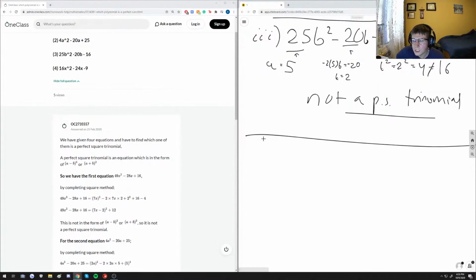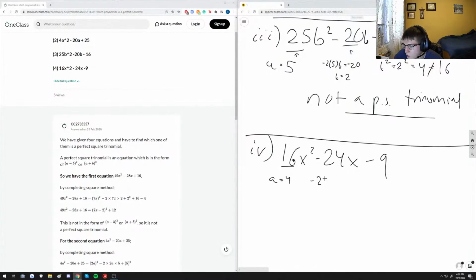Okay? And then the fourth answer choice here, we get 16x squared minus 24x minus 9. And once again, the square root of 16 gives a equals 4. And then we're going to have minus 2 times 4b has to be minus 24. So 2 times 4 is 8. So that means that b has to be 3 in this case. And here our assumption does hold true because b squared is equal to 3 squared is equal to 9.